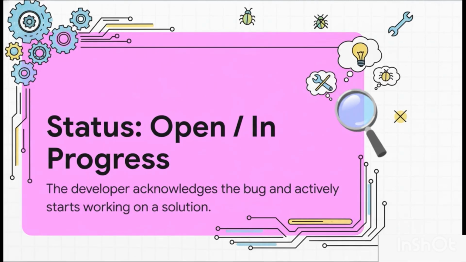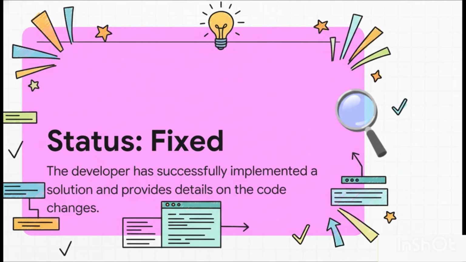This is the engine room, folks. The developer's now deep in the code, running diagnostics, untangling logic, and trying to engineer a solution. This is where the real, nitty-gritty problem-solving happens. And then, you get this moment of triumph. The status changes to fixed. The developer thinks they've cracked the case. They've written the new code, deployed the solution, and made notes about their changes. But, and this is a big but, the story is not over yet.